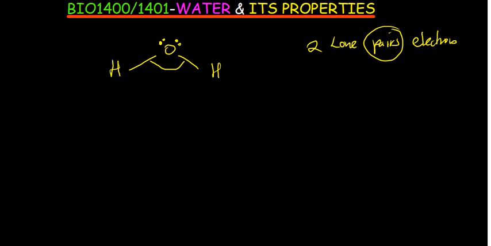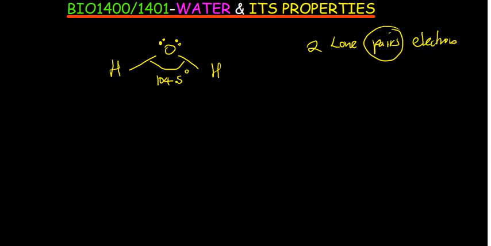104.5. So to know it in water, it is a very important angle. The bond angle in water is 104.5 degrees between the two hydrogens and the oxygen. So this is about the dipolar nature of water.